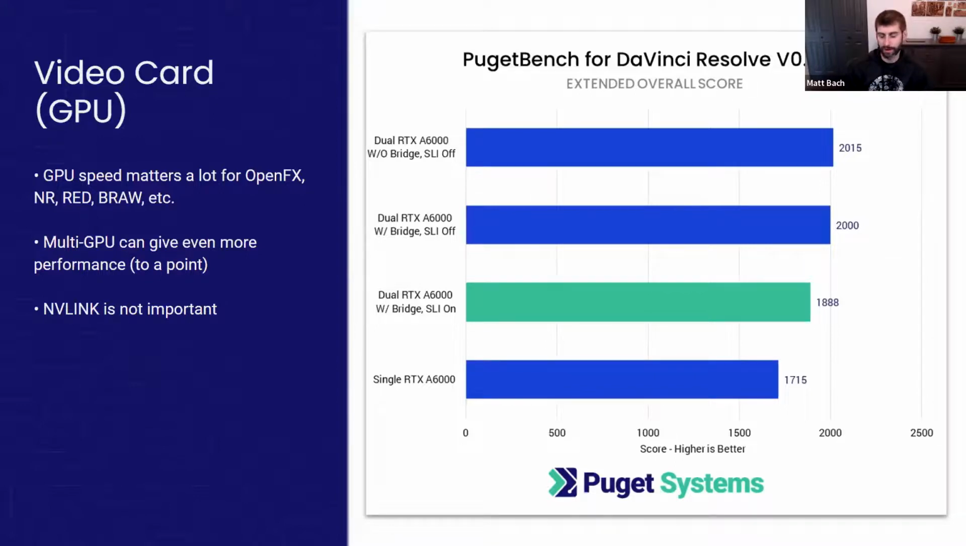So a lot of things, like Adobe apps, don't really support NVLink because they don't use the GPU enough to make it worth it. DaVinci Resolve technically does support NVLink, but not very well from what we've seen.